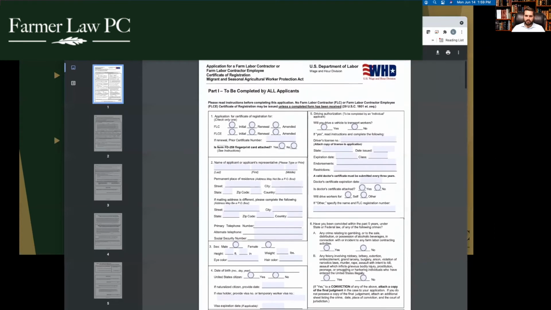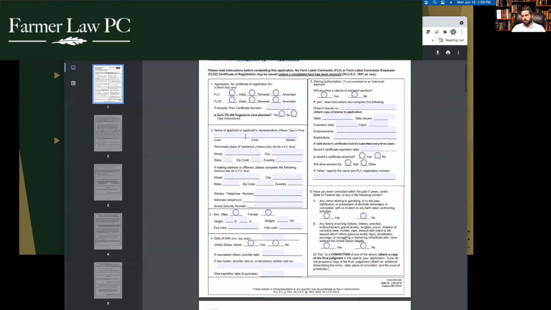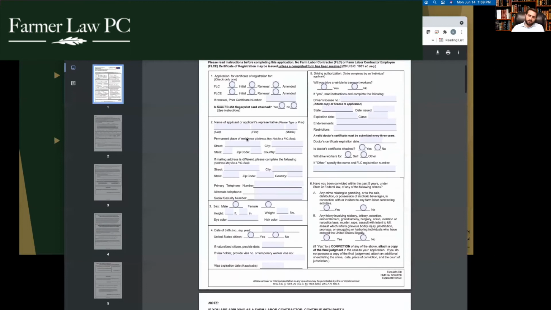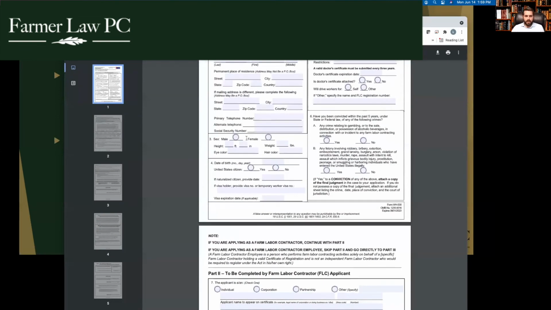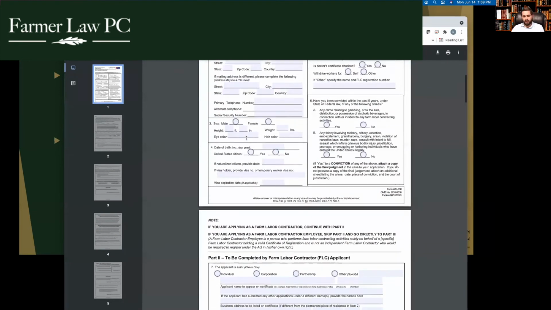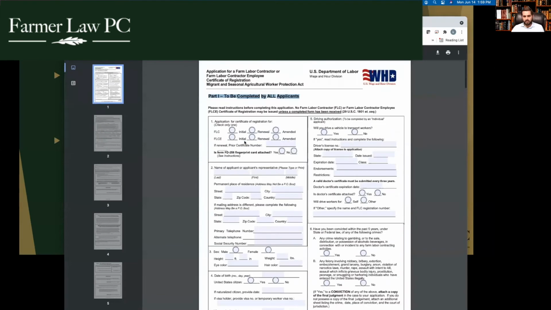This is your actual FLC application. You've got to do this part whether you are applying for an FLC or an FLCE. You've got to make sure to fill this thing out perfectly. If you don't, they will send it back. And if they send it back, you're getting put to the end of the line, which is going to stretch your application process more like 20, 24 weeks. So make sure that you're doing it right the first time, or have someone do it for you that knows what they're doing, which we do.